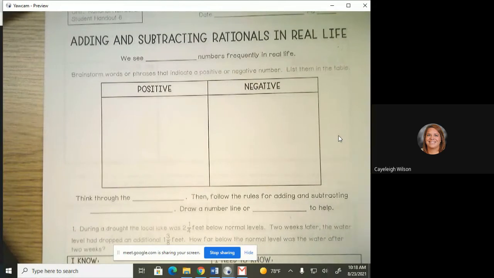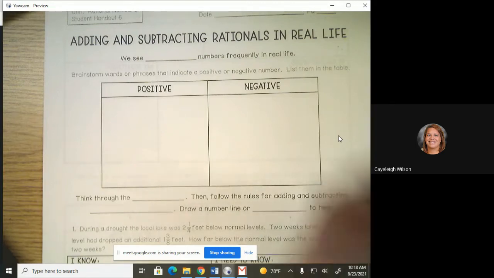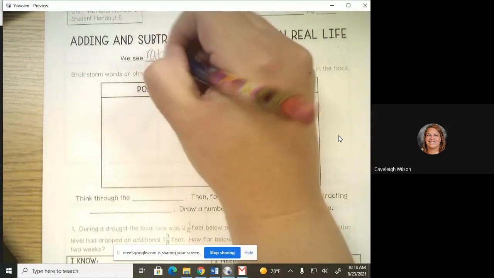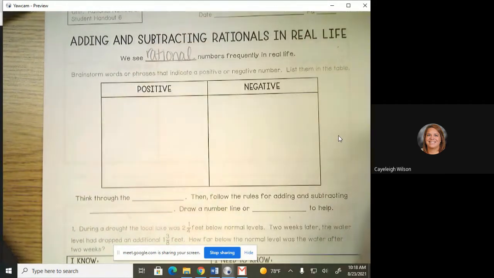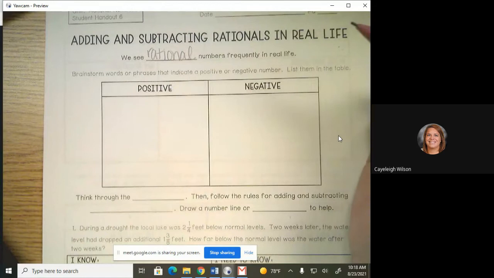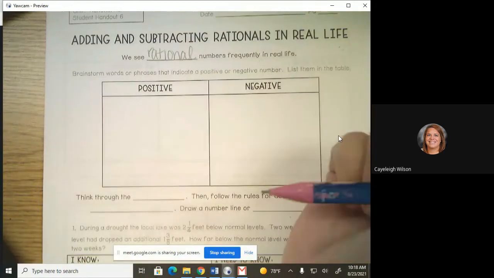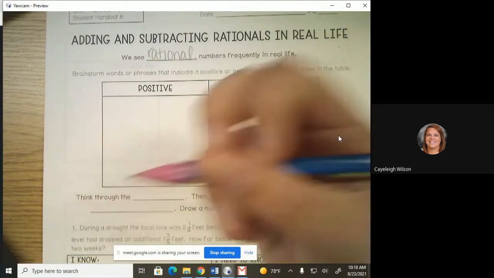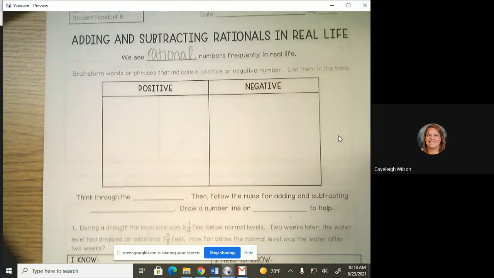All right, so today is about adding and subtracting rational numbers in real life. So we see all kinds of rational numbers in real life. You don't have to write all of this down. I know that you don't have the notes printed, but if I say this is super important and I star it, then that means I do want you to write it down, okay?